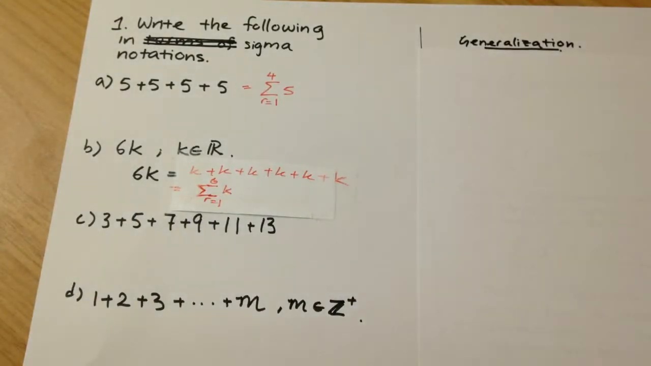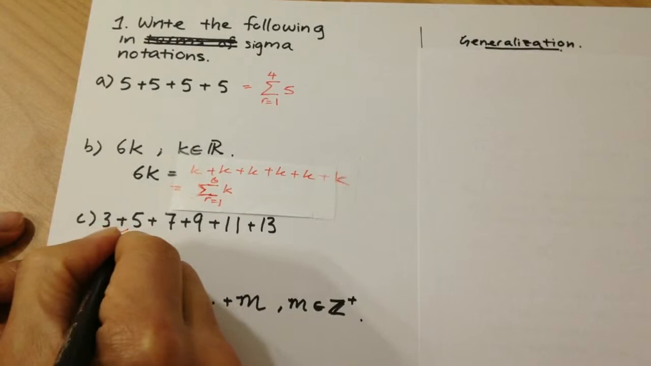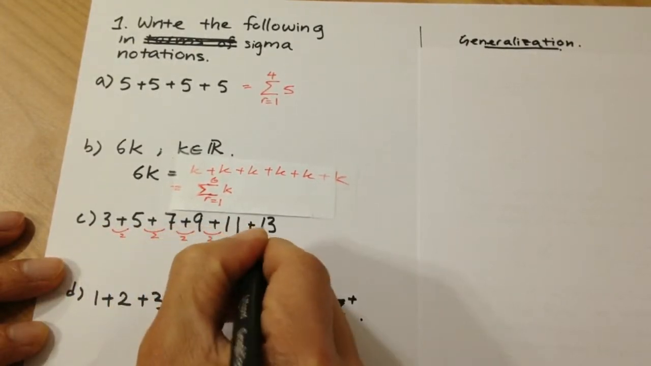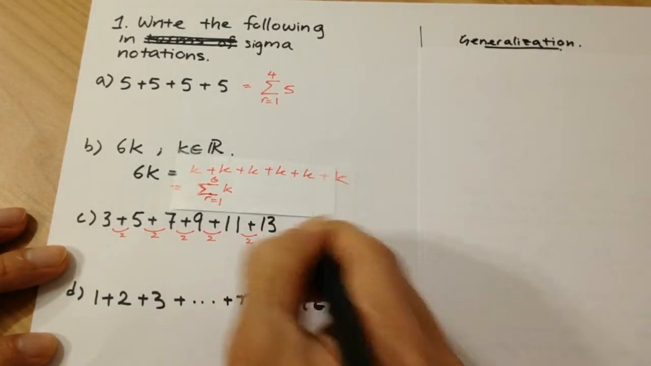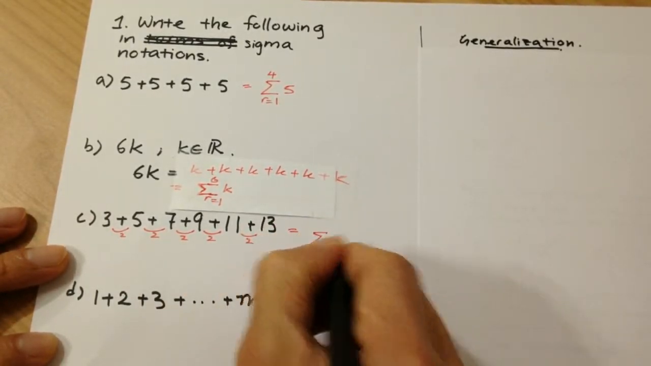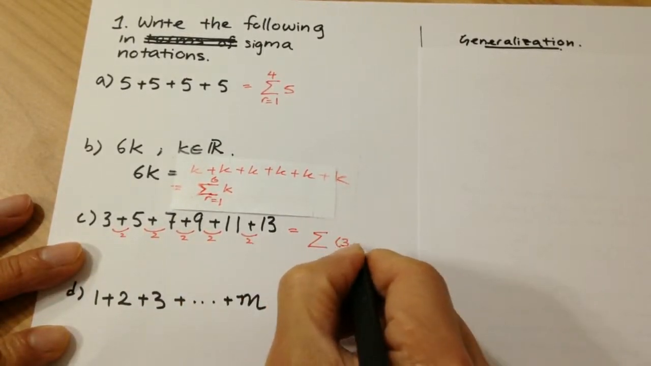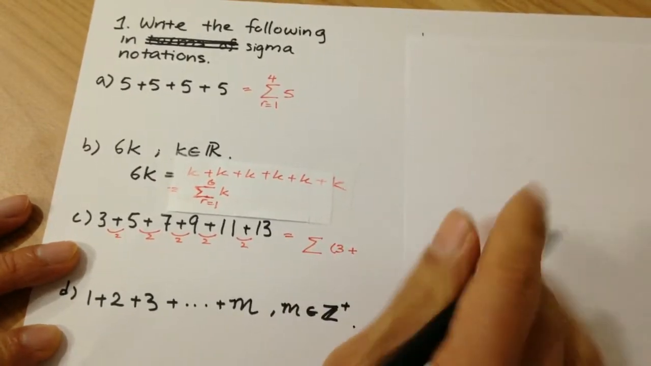Right. So next question. 3, 5, 7, and you can see that this is just an arithmetic series where the common difference is actually 2. So then I can rewrite this as the summation, where the first term is 3. So you're basically writing the nth term of an arithmetic series.